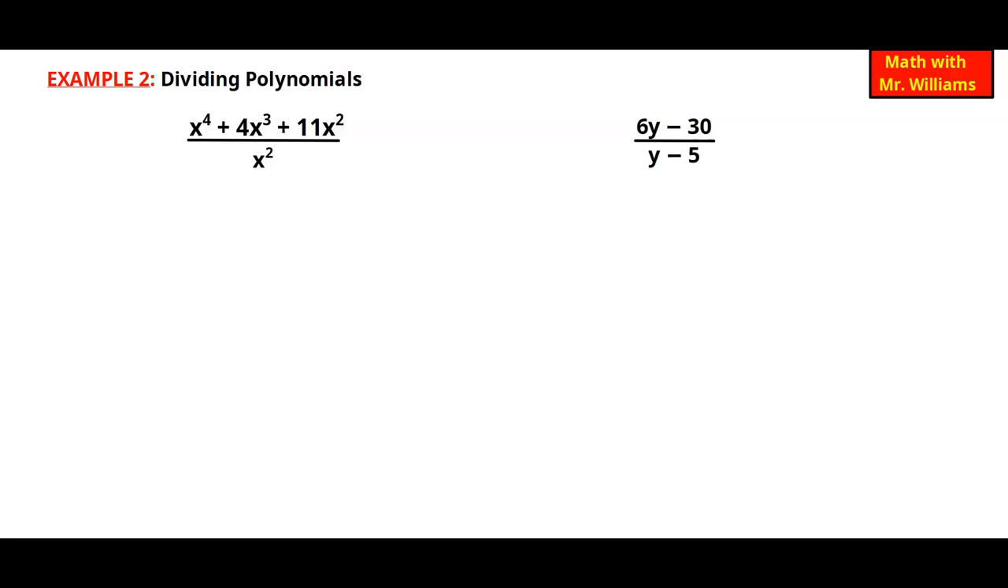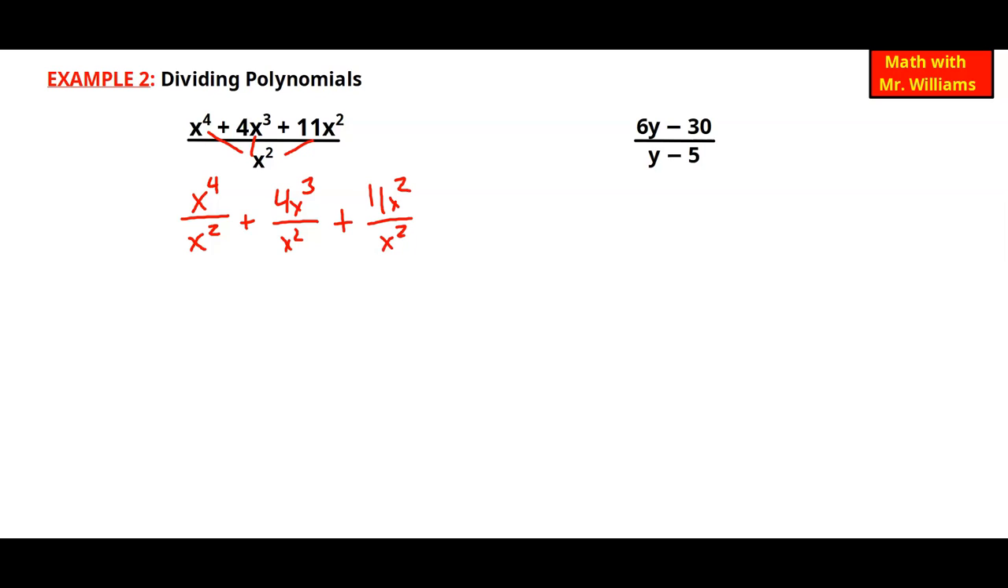Math with Mr. Williams, example 2, dividing polynomials. In the first one here we have x to the fourth plus 4x to the third plus 11x squared divided by x squared. So we're going to divide each term in the numerator by x squared. Let's rewrite that: x to the fourth divided by x squared, plus 4x to the third divided by x squared, plus 11x squared divided by x squared.